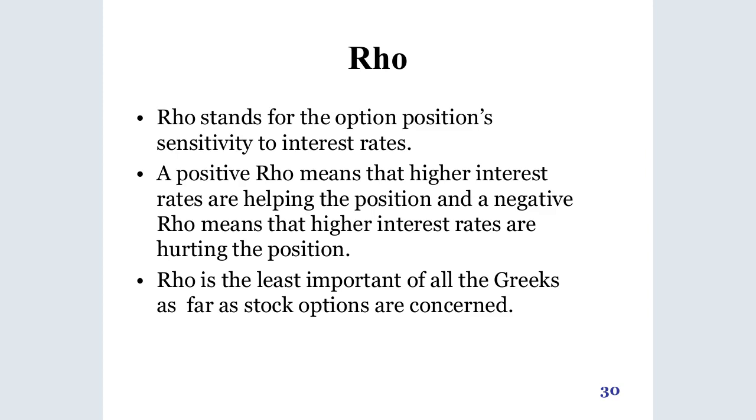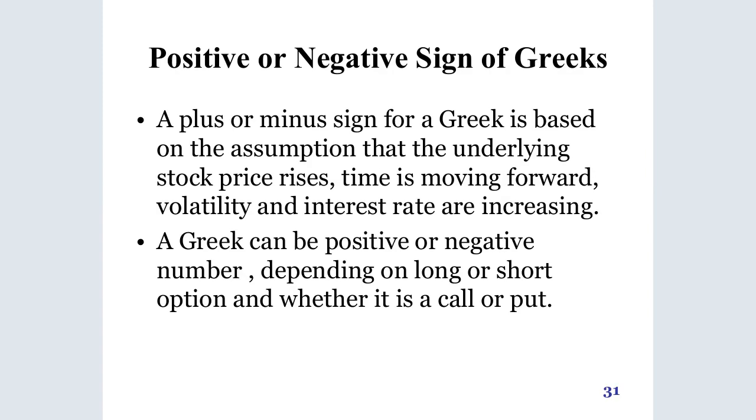So rho stands for the option sensitivity to interest rates, which implies a positive rho means that higher interest rates are helping the position, and a negative rho means higher interest rates are hurting the position. Now, from a practical perspective, rho is the least important of all the Greeks as far as stock options are concerned.